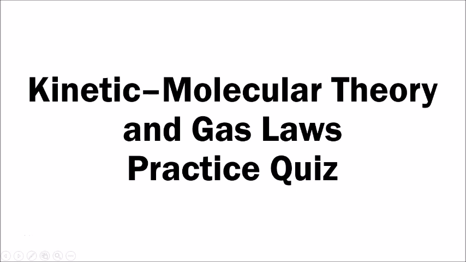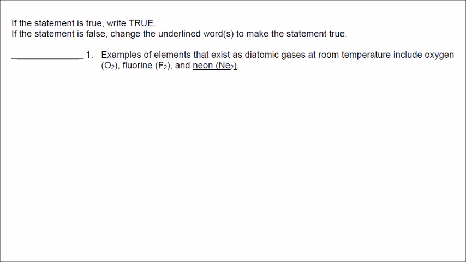These are the answers to the practice quiz on kinetic molecular theory and gas laws. For these first 10 questions, you have to decide if the statement is true, and if so, you just write true. But if the statement is false, then you have to decide what the underlined words should be changed to make the statement true. So in this first question, examples of elements that exist as diatomic gases.